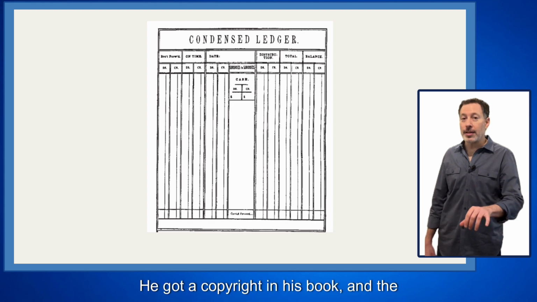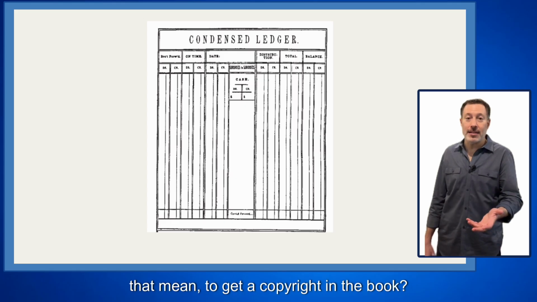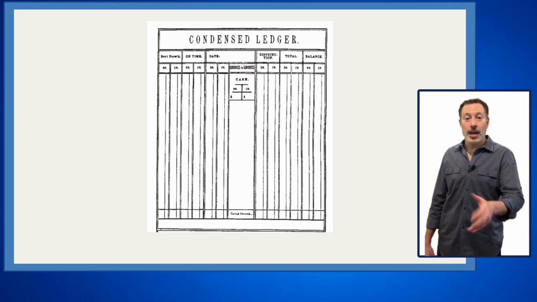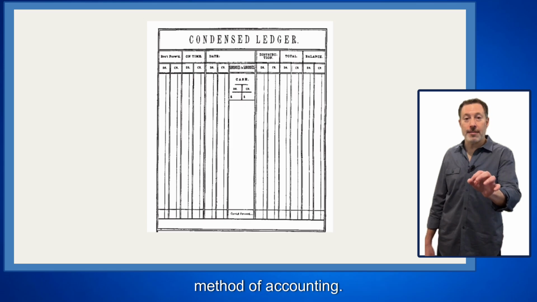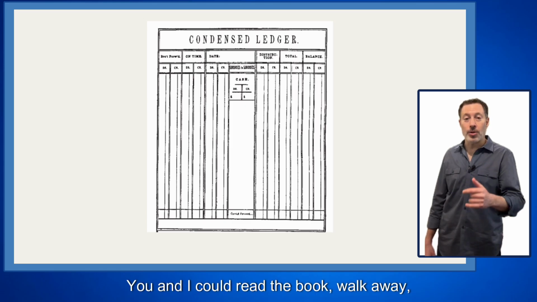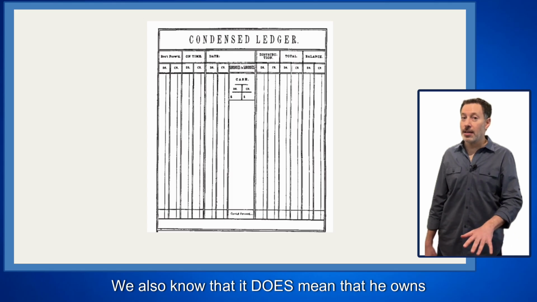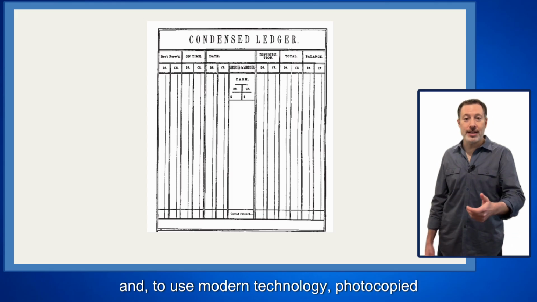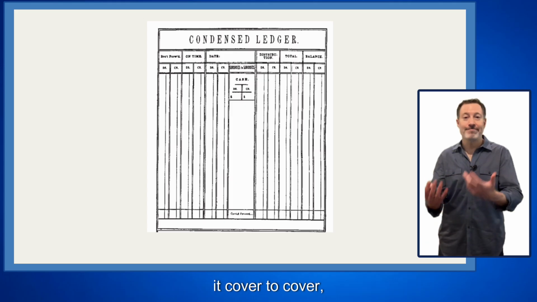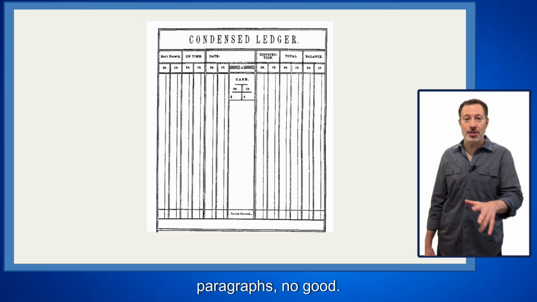He got a copyright in his book, and the case was about this question of what does that mean, to get a copyright in the book? And we know what it didn't mean. We know it didn't mean that he controls the method of accounting. You and I could read the book, walk away, and do this method. We also know that it does mean that he owns a copyright in the book, in the sense that if I took the book and, to use modern technology, photocopied it cover to cover, no good. I'd be taking his word choice, his paragraphs, no good.